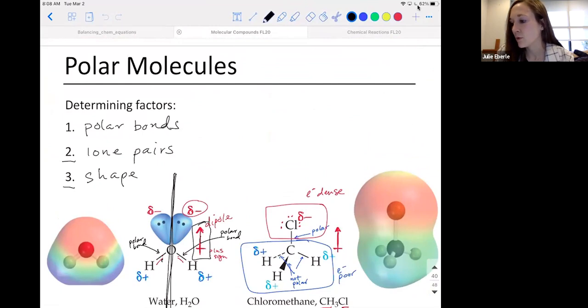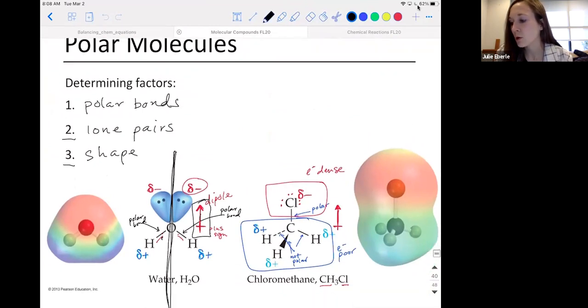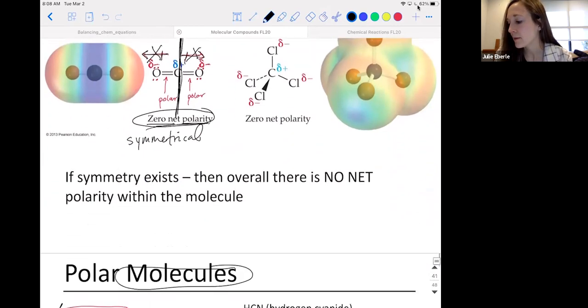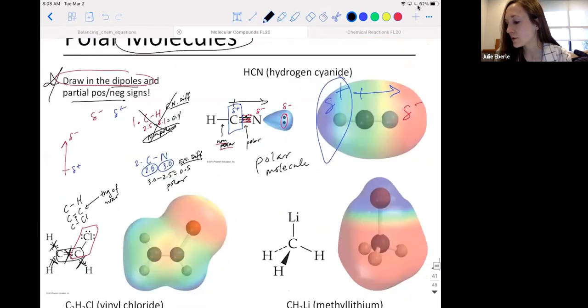So chapter 4, one of the big things was we talked about polar bonds and then polar molecules. So when you're looking at a molecule and trying to decide if it's polar, you need to assess 3 things. Does it have any polar bonds? Does it have any lone pairs? And then the shape. Okay, is there symmetry? If there is symmetry, remember we looked at 2 examples down here. We said there's no net polarity if a molecule is symmetrical, and you can draw in 2 dipoles that cancel out.